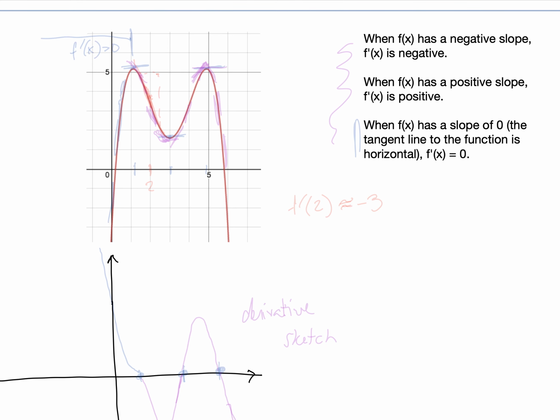So we know that when the function has a slope that's negative, the derivative will be negative at that point. When the slope is positive, the derivative will be positive at that point. When the slope is 0, the derivative will be 0 at that point.